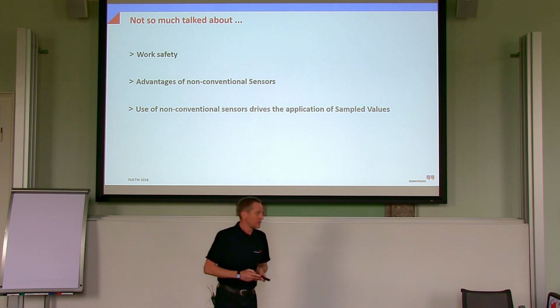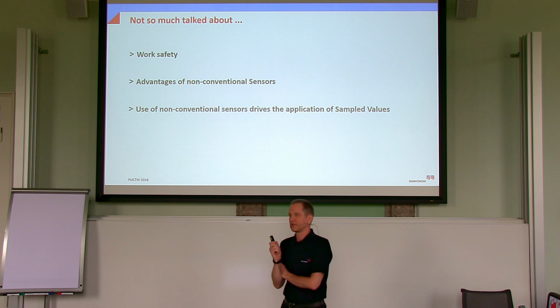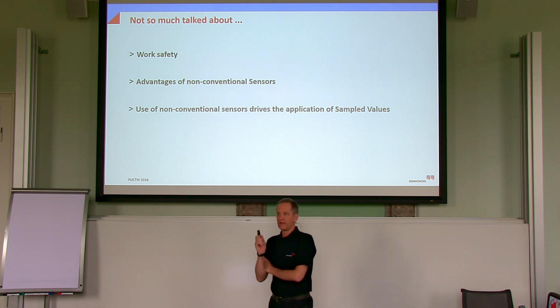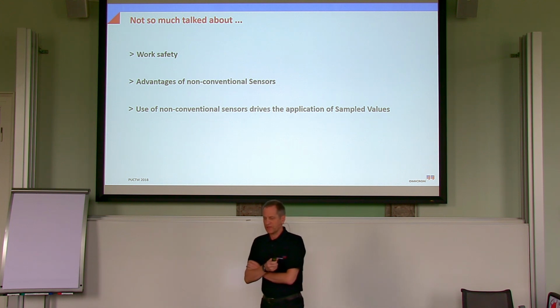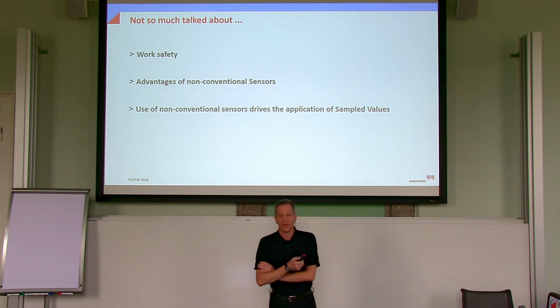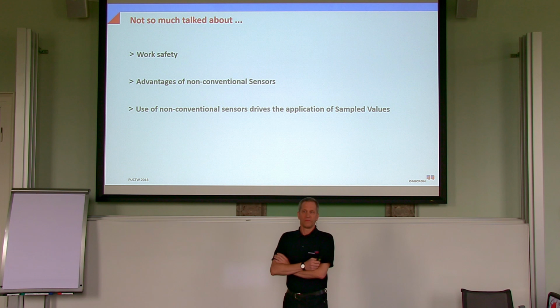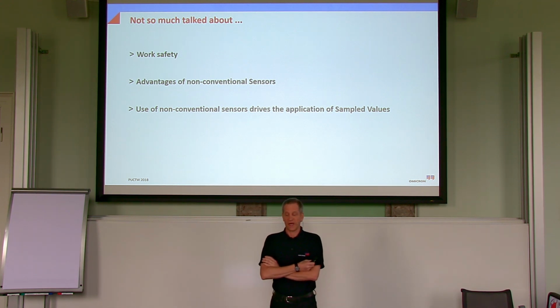What is not so often a topic is work safety. Actually, many of these issues are kept secret. I don't know why. The industry is making a secret out of many things, which makes it very hard for us to learn from each other and to improve. Work safety is something that people do not like to talk about, especially when these work safety issues come from the conventional sensors. Because non-conventional sensors have an advantage in this regard.